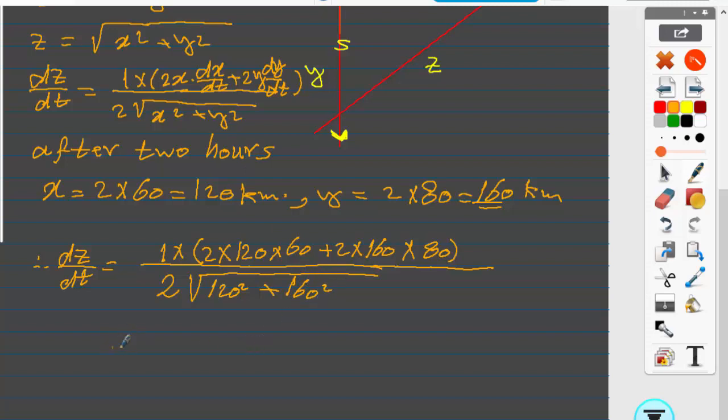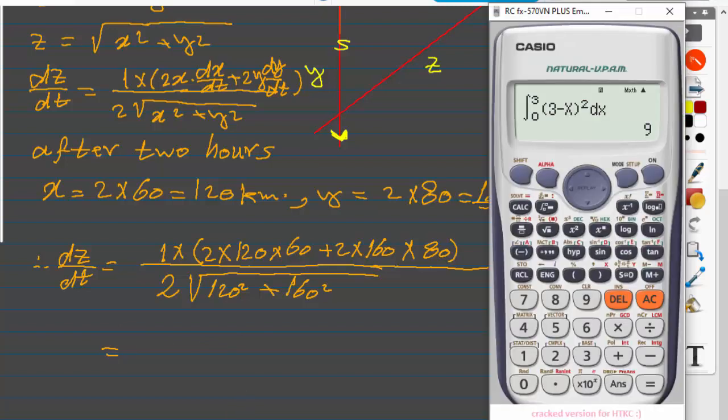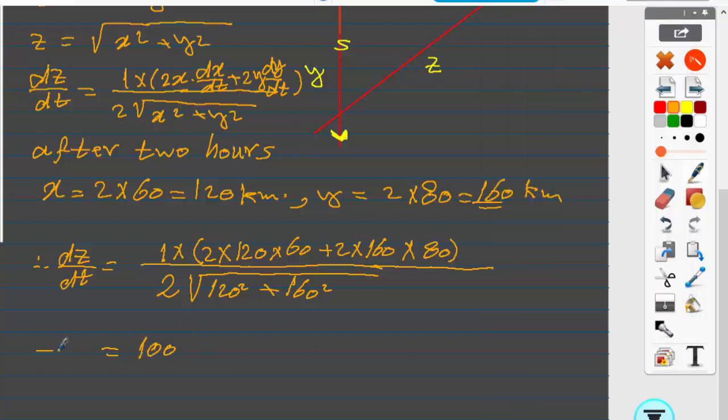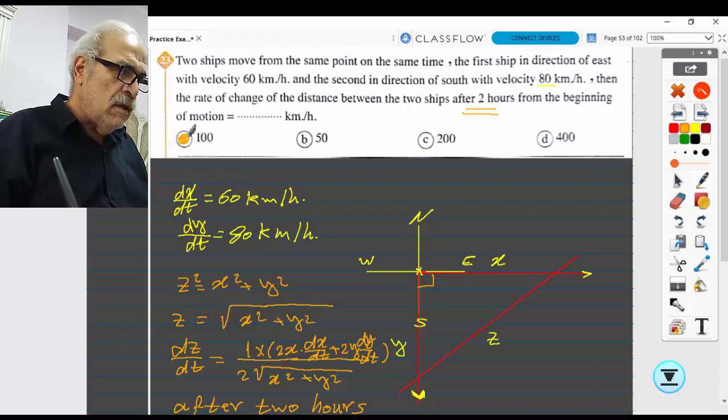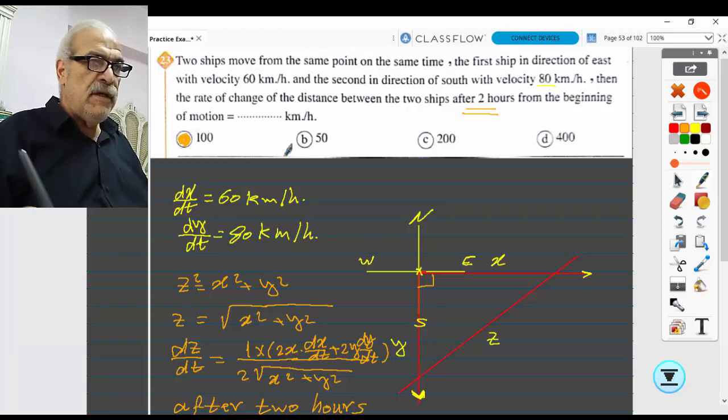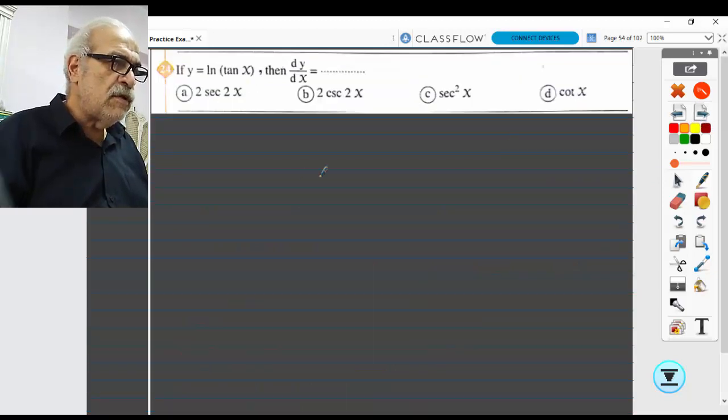And I'll go to the calculator here to find the value of this big fraction. The result will be 100. So dz dt equals 100 kilometers per hour, and the solution will be letter A. And go to question 24.